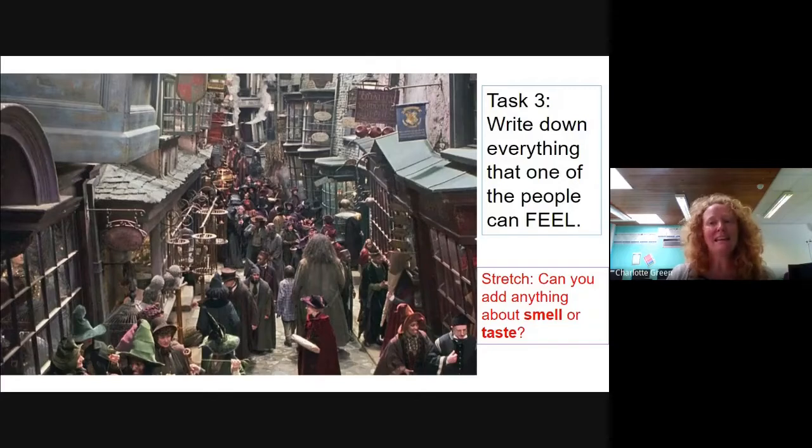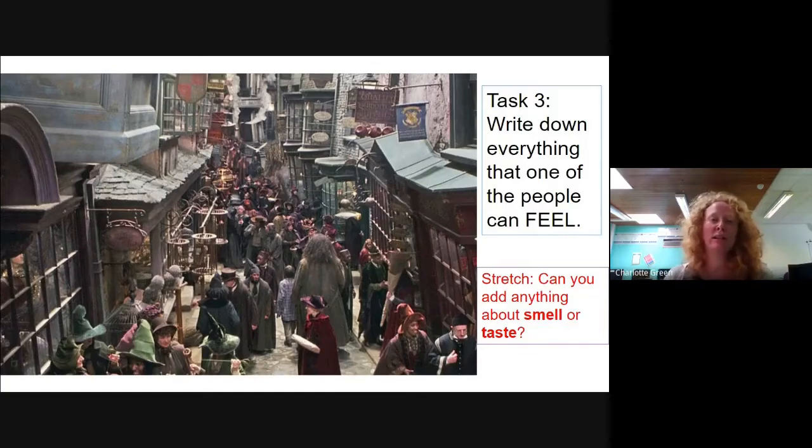Wonderful. Now, imagine that you are one person on this street. You might be moving, you might be staying still. Can you jot down everything that that one person would feel? And here, we're not talking about emotions necessarily. We're talking about the sense of touch. So what does the ground feel like under their feet?